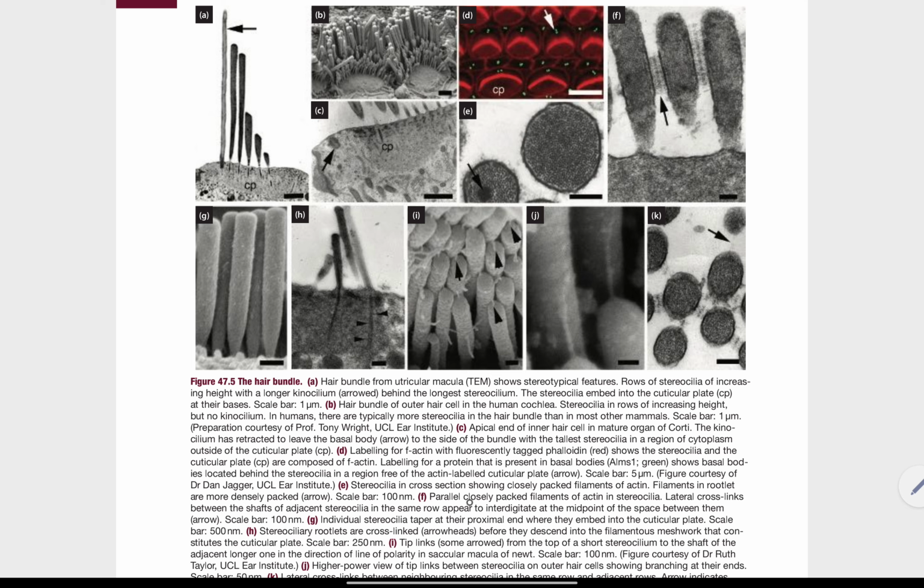F. Parallel closely packed filaments of actin in stereocilia. Lateral cross links between the shafts of adjacent stereocilia in the same row appear to interdigitate at the midpoint of the space between them, arrow. Scale bar 100 nanometer.